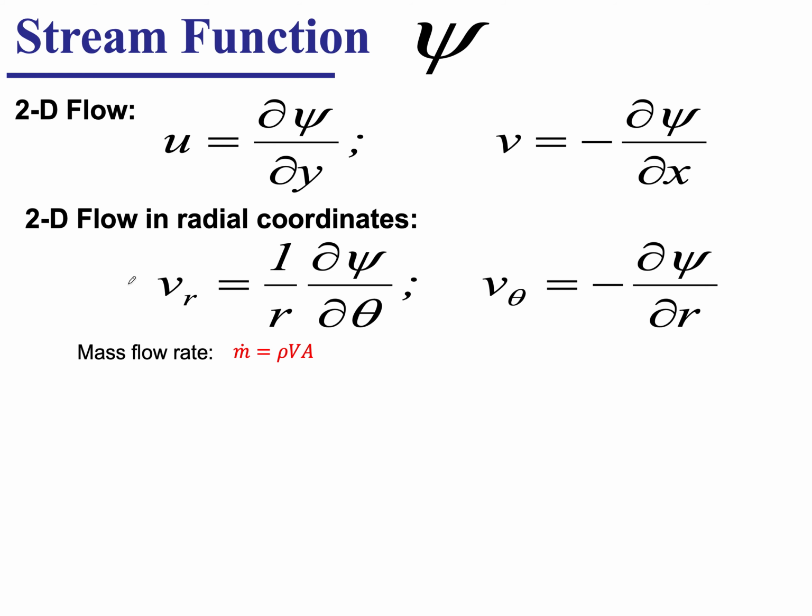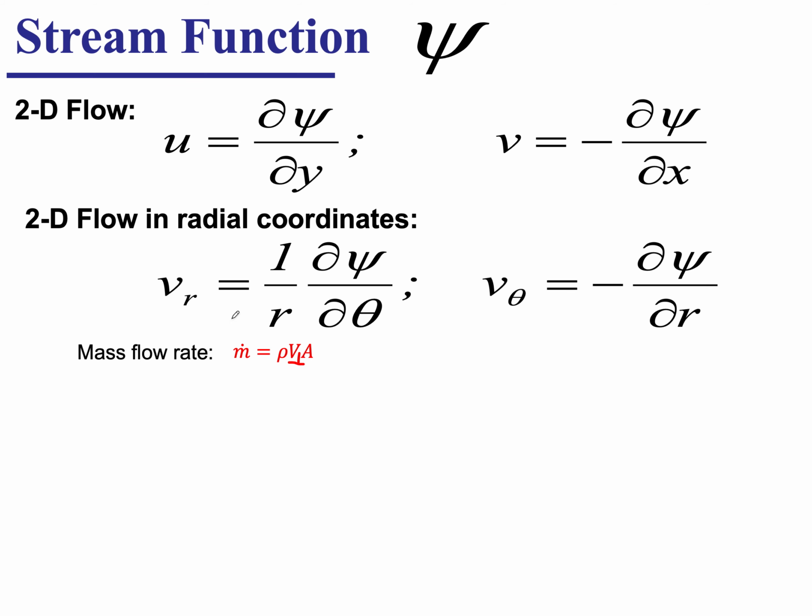So now let's look at the mass flow rate. Now the mass flow rate is defined as rho VA. I have two components of velocity: a horizontal velocity and a vertical velocity. So the mass flow rate, to remind you, is the density of the fluid multiplied by the velocity multiplied by the area perpendicular to the velocity. So the area and the velocity are perpendicular.